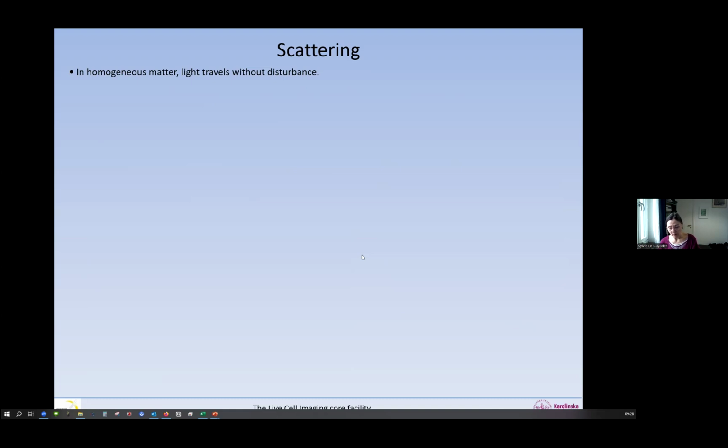Now, if we look at the sample side, scattering is a word that we use quite often.